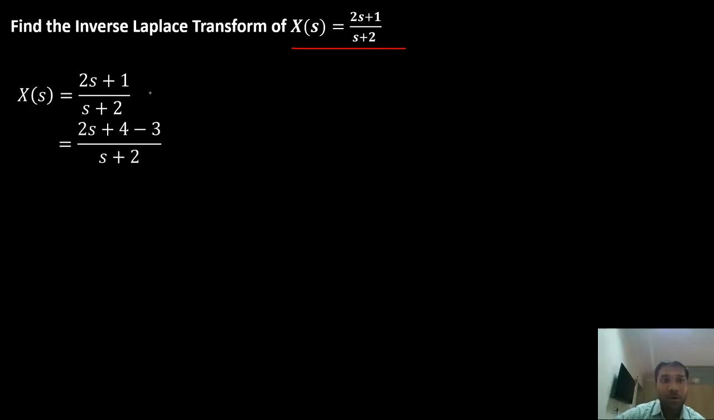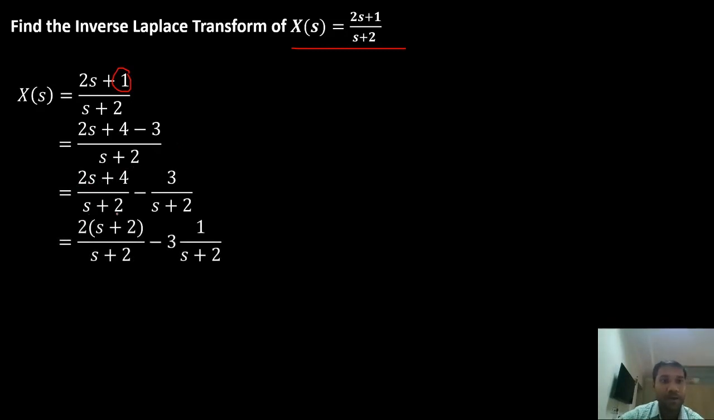I'm going to write this 1 as 4 minus 3. Right? Now I will write this as 2s plus 4 divided by s plus 2 minus 3 by s plus 2. Now here in the first term, if I take 2 common, I'll get 2 into s plus 2 by s plus 2 minus 3 into 1 by s plus 2. Now s plus 2 and s plus 2 are cancelled.